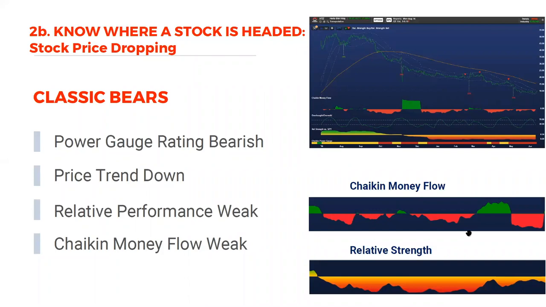So this is what I look for. I look for these classic bears. What makes a classic bear? Well, first and foremost, we have a bearish Power Gauge rating. That tells me that the odds are this is going to go lower over the next 3 to 6 months.